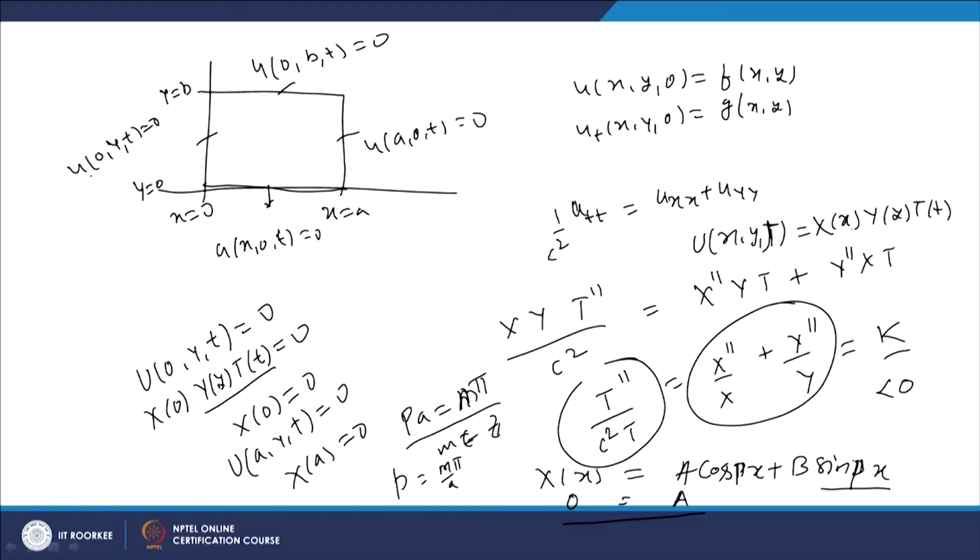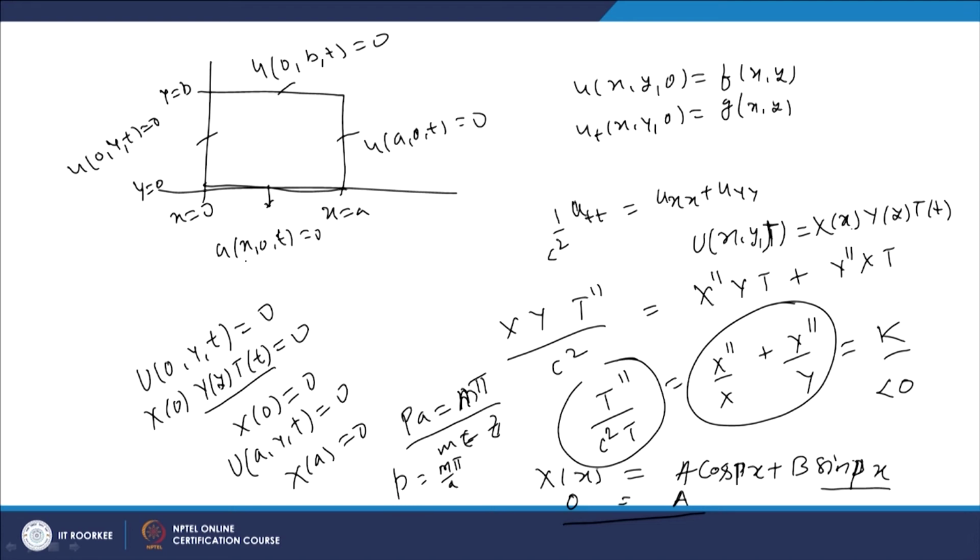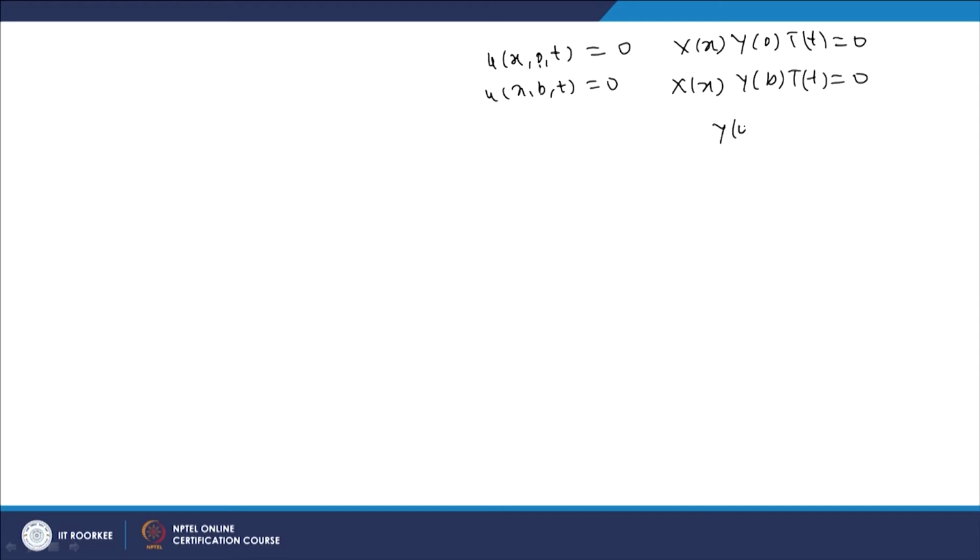Now similarly, if you look at the other condition, here we have assumed u(0, y, t) equal to 0. So if you look at this condition, u(x, 0, t) equal to 0 and u(x, b, t) equal to 0. In a similar way, X(x) Y(0) T(t) equal to 0, and X(x) Y(b) T(t) equal to 0.